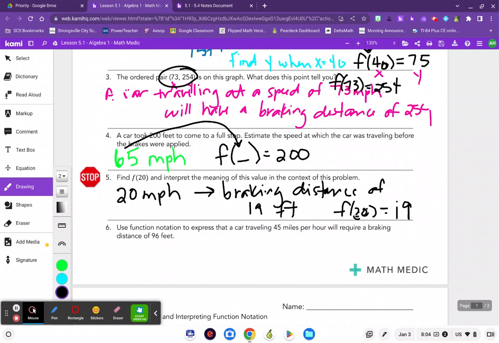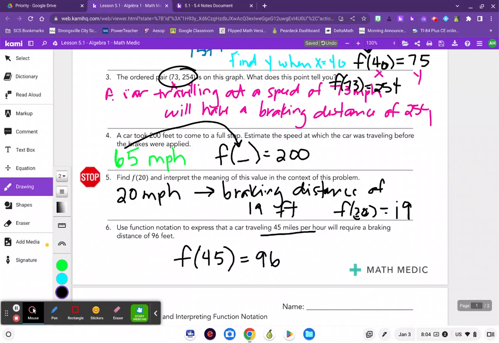And use function notation to express that a car is traveling 45 miles per hour. So f of 45, 45 is my x value or my input. And the output, that braking distance, is 96. And so this is what we talked about in class. And then we took some notes.